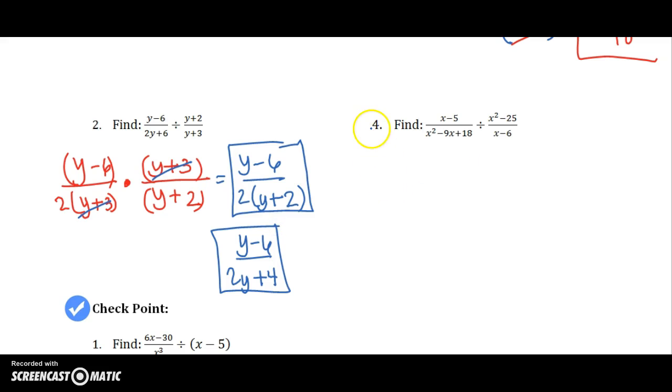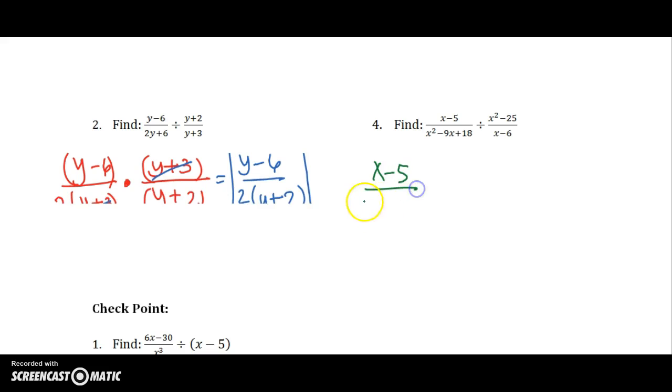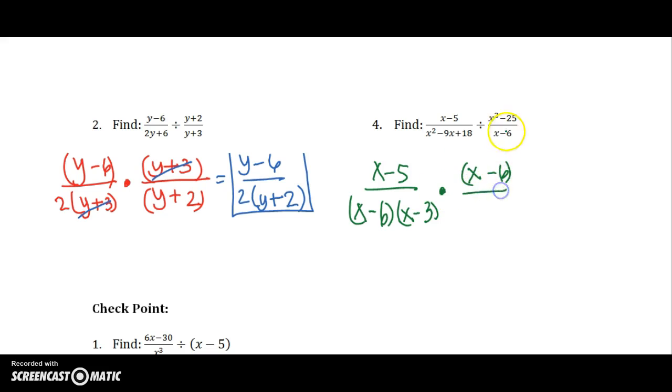All right, number 4. Let's change colors. X minus 5 over, let's go ahead and factor our denominator. Multiples of 18 that add to give us 9. How about 6 and 3? 6 times 3 is 18. Add to be negative 9, times, don't forget to flip that, x minus 6.